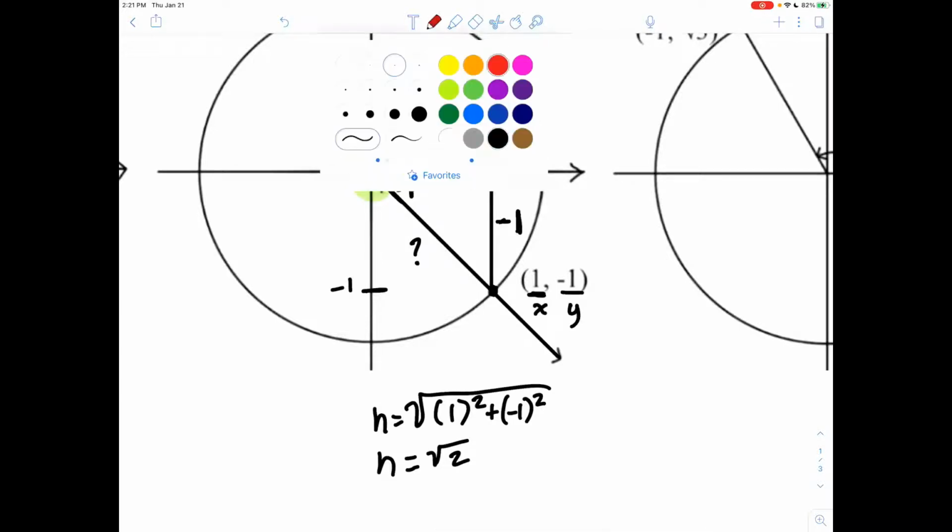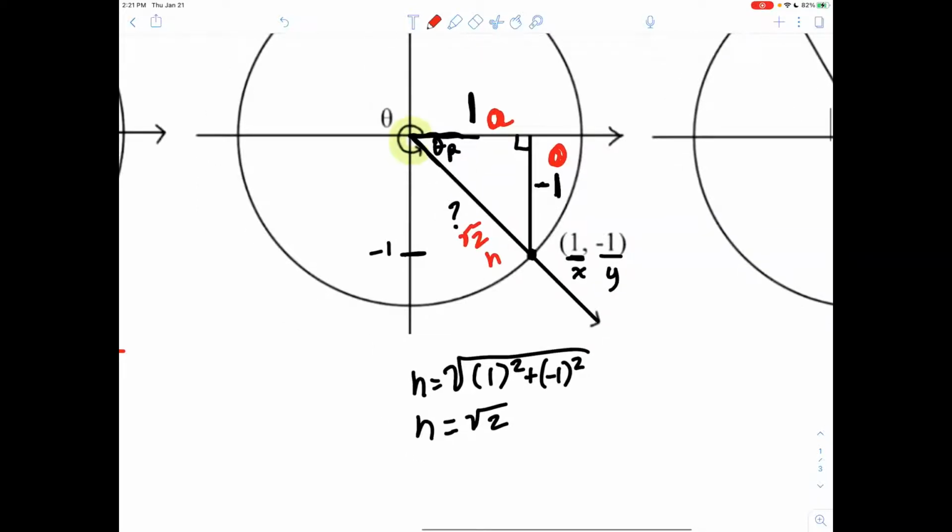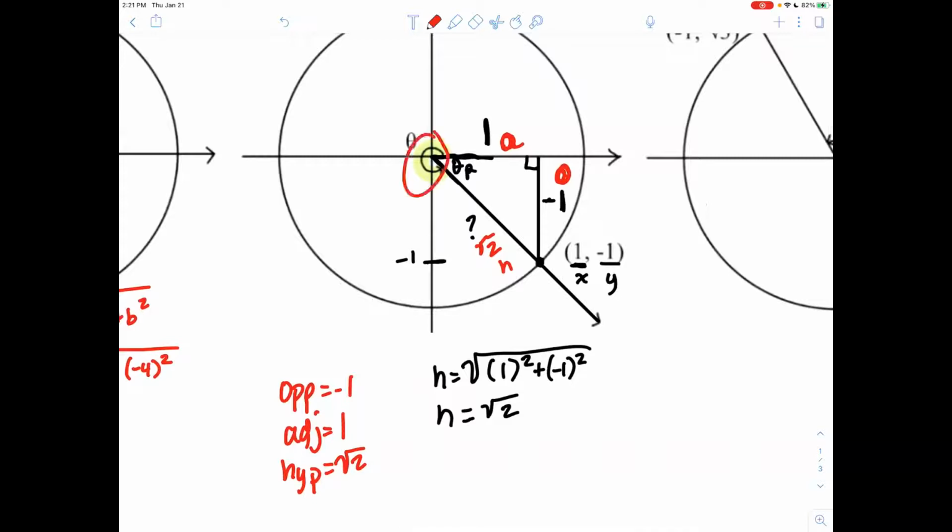And then I'll go back with my colors here. So here's the opposite of our theta reference, adjacent to our theta reference, and then the square root of 2 is our hypotenuse. So I'll organize that. Opposite is -1, adjacent is 1, and hypotenuse is the square root of 2. And this is for angle theta, the whole angle.